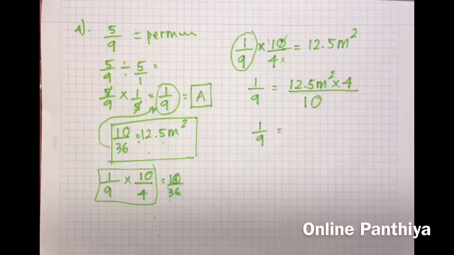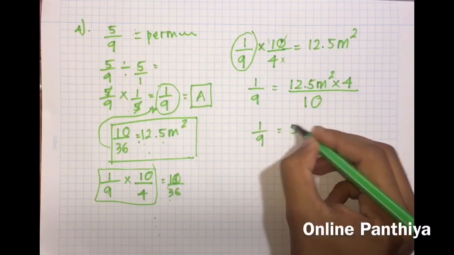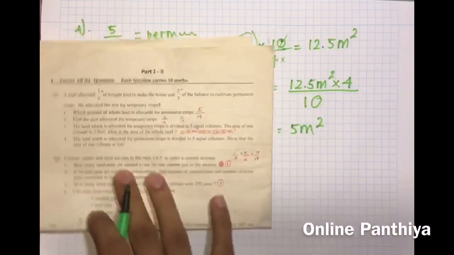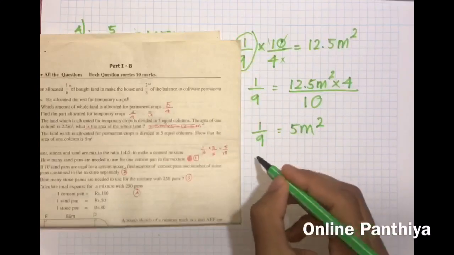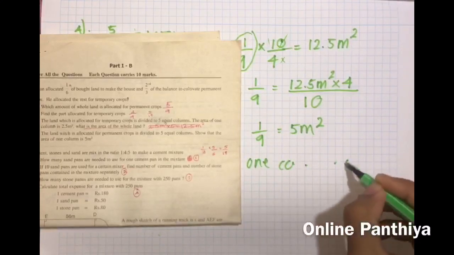38. So it is going to give you 12, 24, 36, 48. That is going to give you 50, and divide by 10 is going to give you 5 meters squared. So the answer they have given and the answer we have got are both correct, right? So you can say one column is equal to 5 meters square.